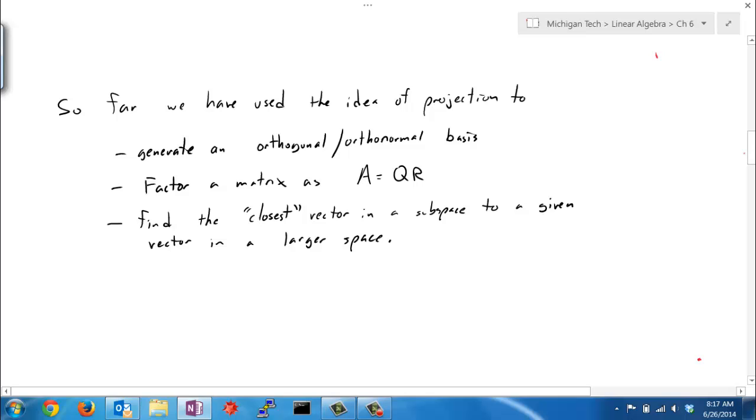Okay, so the big ideas from Chapter 6 were we use projection to do three things. We generated an orthogonal and then orthonormal basis. That was one of the things we used projection for. And then, of course, we use that to factor the matrix as A equals QR. But another thing we've talked about is finding the closest vector in a subspace. And we said that projection was that closest vector. So I want to emphasize that point a little more and go into more detail here.